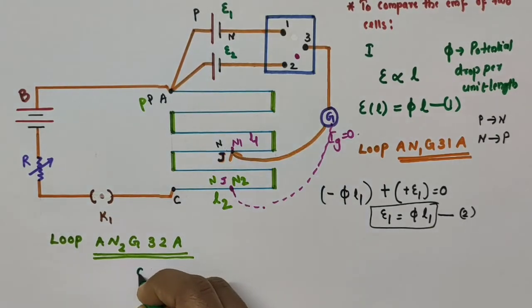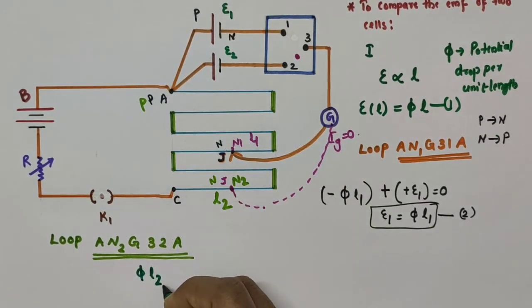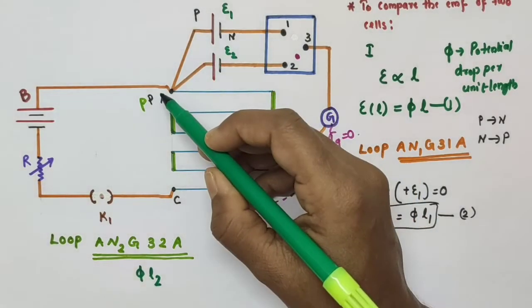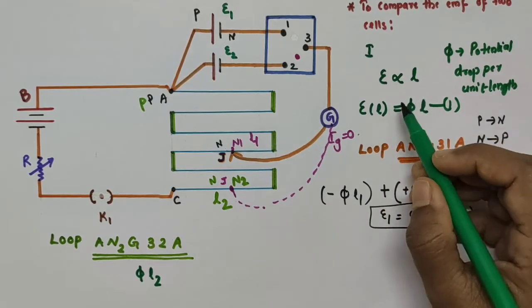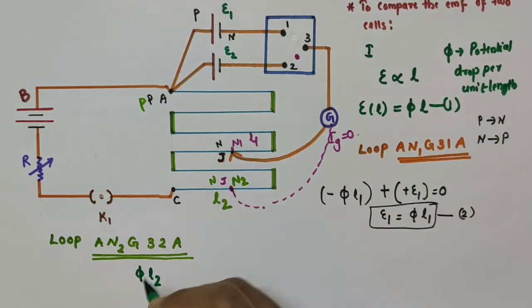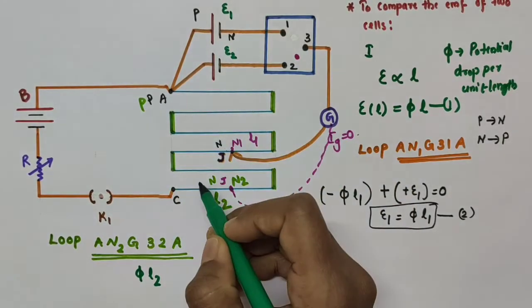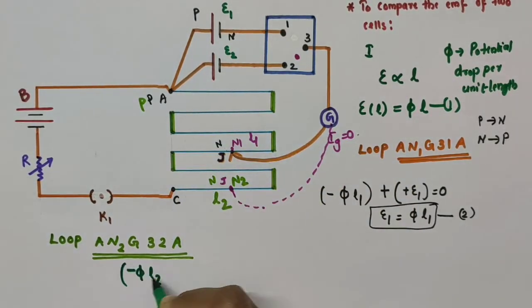Phi into L2, no? Because the potential difference between A and any point at a distance L from the wire is phi into L. So here that length of the wire is L2, so the corresponding potential difference will be phi L2. Then we are walking from P to N, so the corresponding potential difference must be taken as negative.